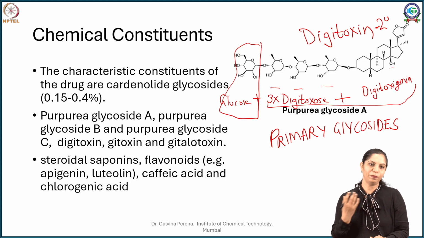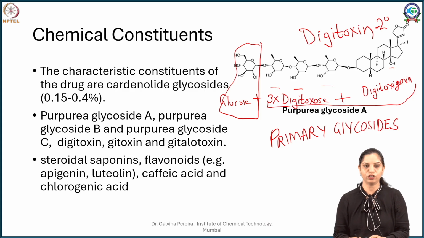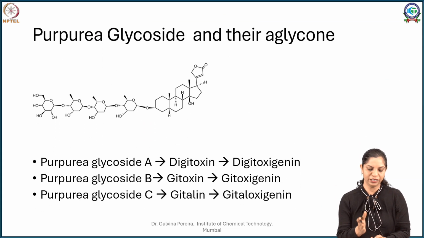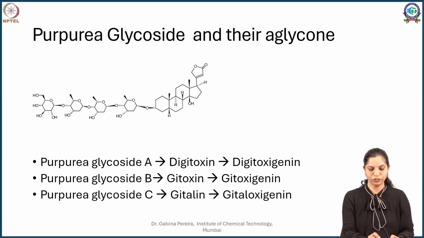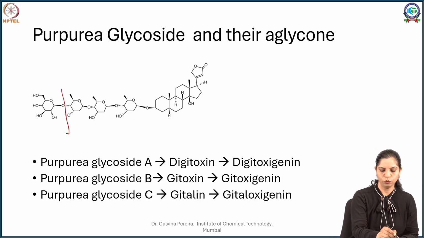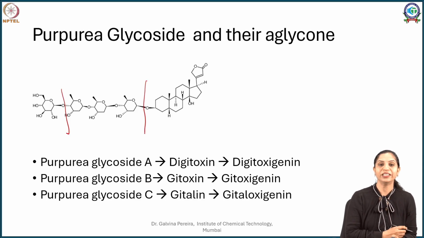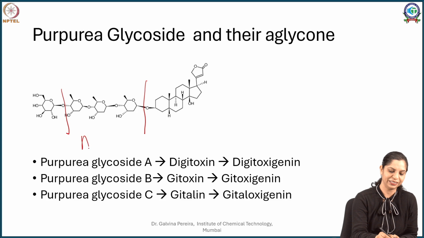Apart from that, your plant also contains what are called steroidal saponins, flavonoids such as apigenin, luteolin and some cinnamic acid derivatives such as your caffeic and chlorogenic acid. So you can see here clearly, purpurea glycoside A, remove the glucose, you get your digitoxin, remove this. Now how do you remove this? This is generally done by what is called acid hydrolysis.